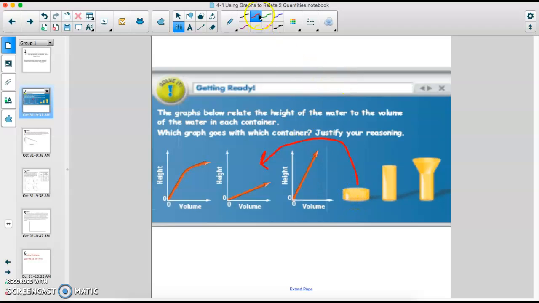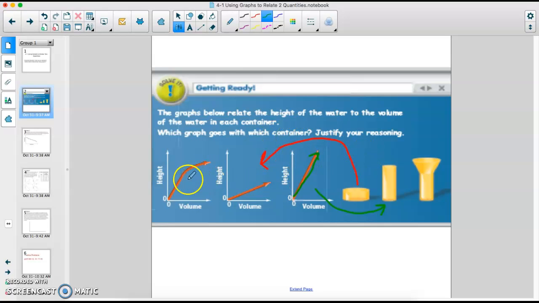Now likewise, this one has a taller height, and it's also constant, right? There's no changes in its shape. It just goes straight up. And so here we see our line is constant. It goes straight. And so that one would relate to the second one.